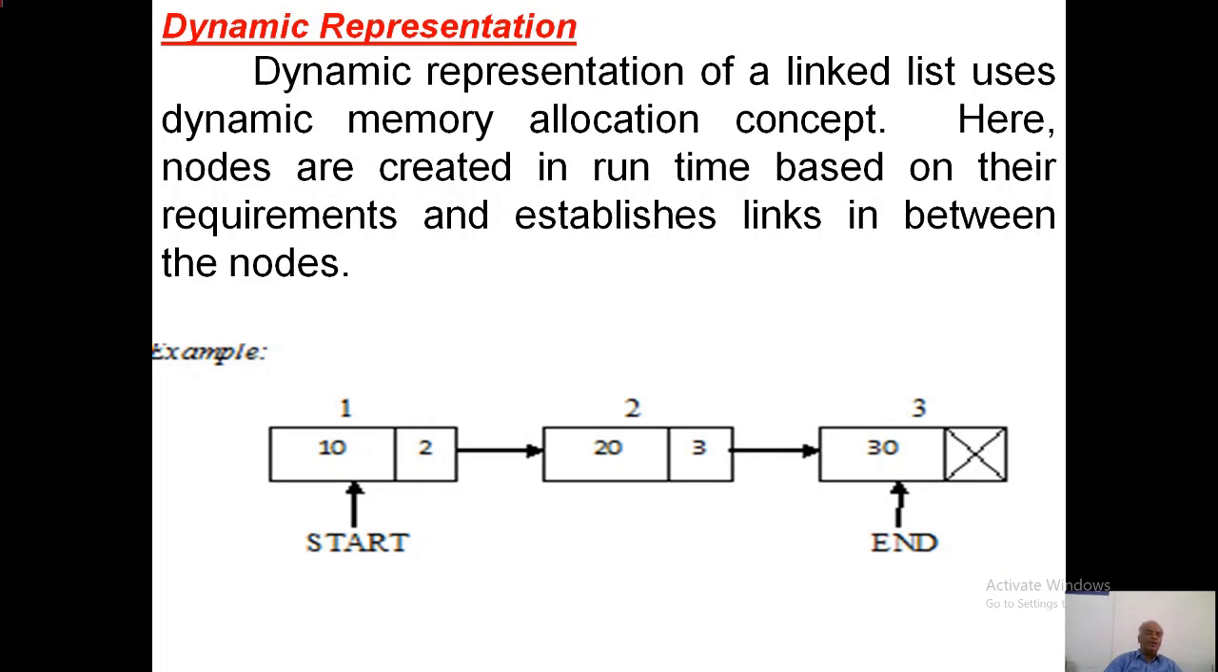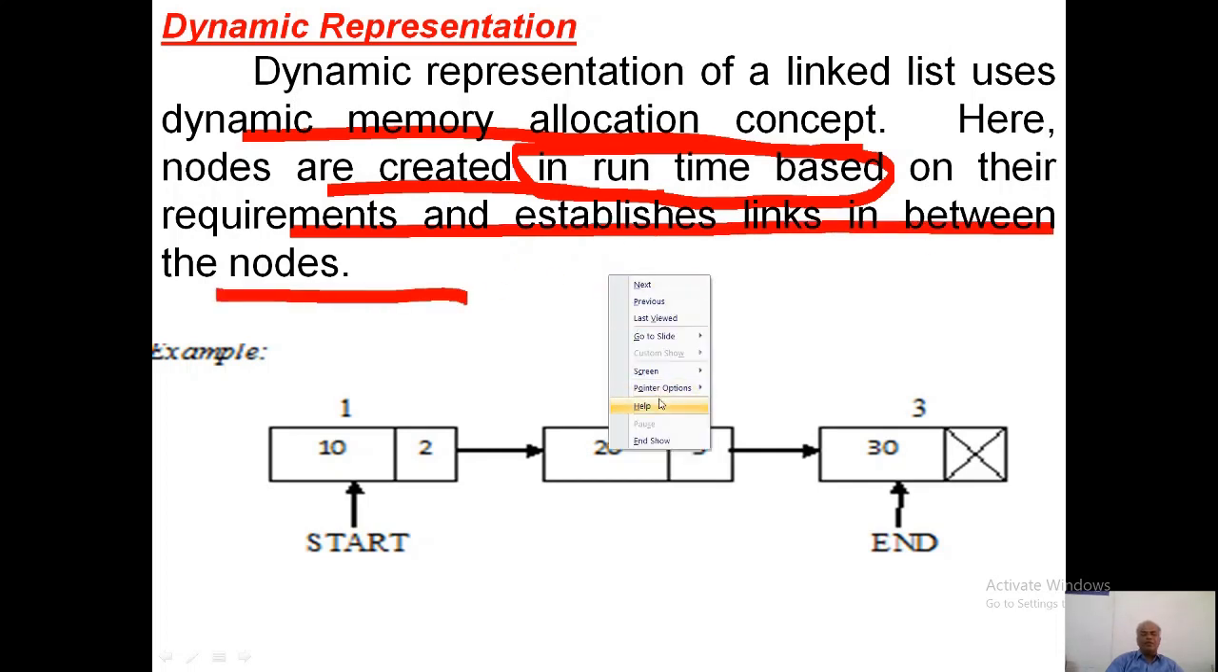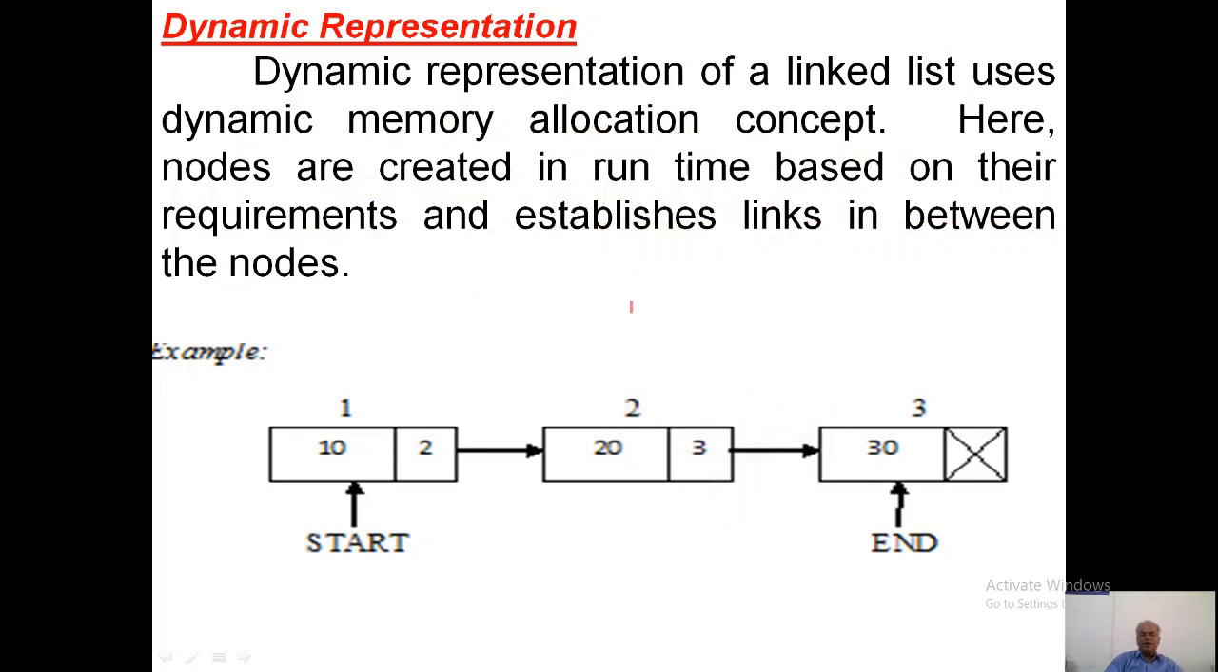Next one is dynamic representation. It uses the dynamic memory allocation concept. Here nodes are created at runtime based on their requirements and links are established between the nodes. Here all the nodes are going to be created at runtime, so it uses dynamic memory allocation.